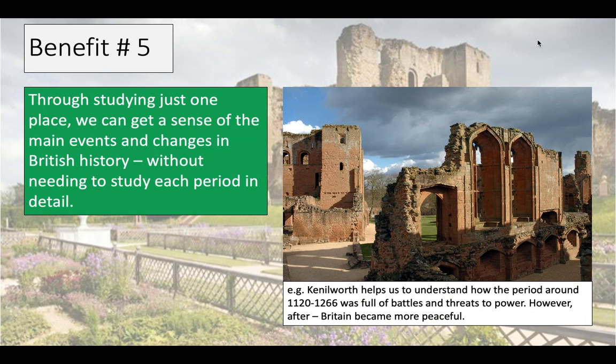And the example for that would be Kenilworth helps us to understand how the period around 1120 to 1266 was full of battles and threats to power, threats to the king. However, we know that after that, the castle moved to being more palatial. In this picture, we can see in the background on the left, a building which is more about military use. And then on the right-hand side, we can see the Great Hall. So we can see how things changed over time.